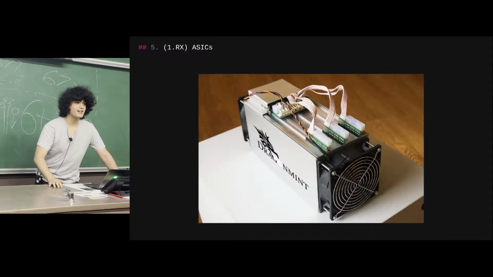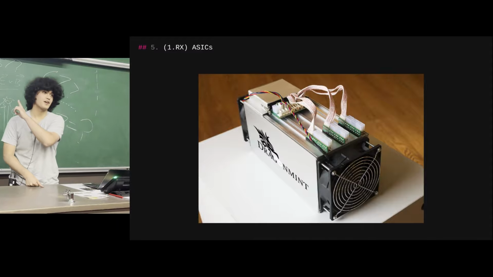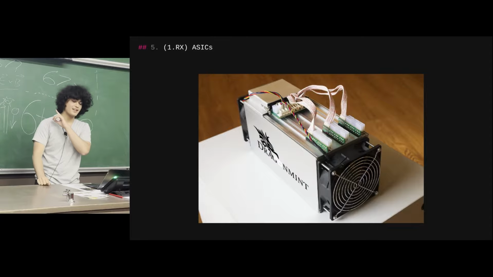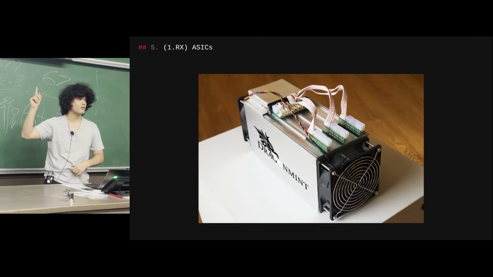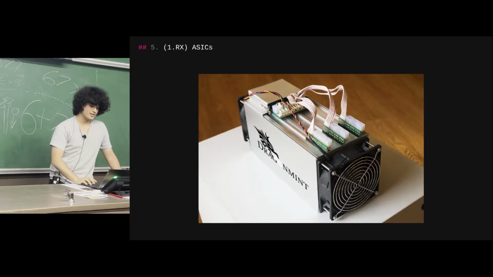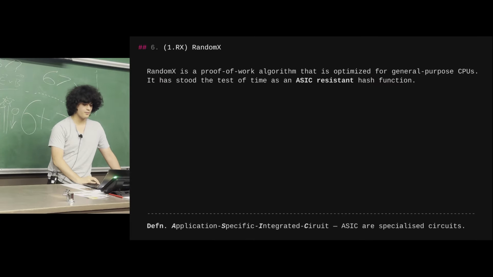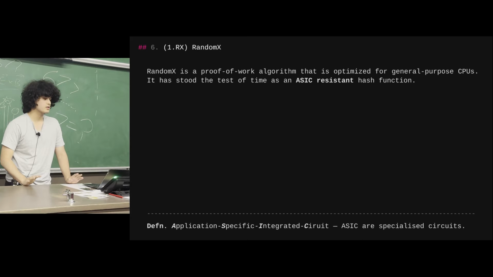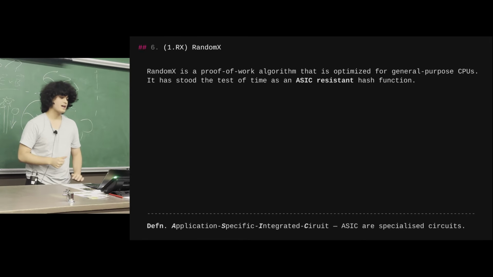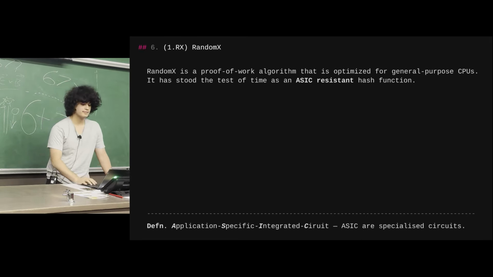A CPU is a circuit, and an ASIC is also a circuit. So historically, this has been very hard. How do you actually force people not to make specialized circuits for your proof of work algorithm? This is RandomX. RandomX is a proof of work algorithm optimized for general purpose CPUs. It has stood the test of time as an ASIC resistant hash function.